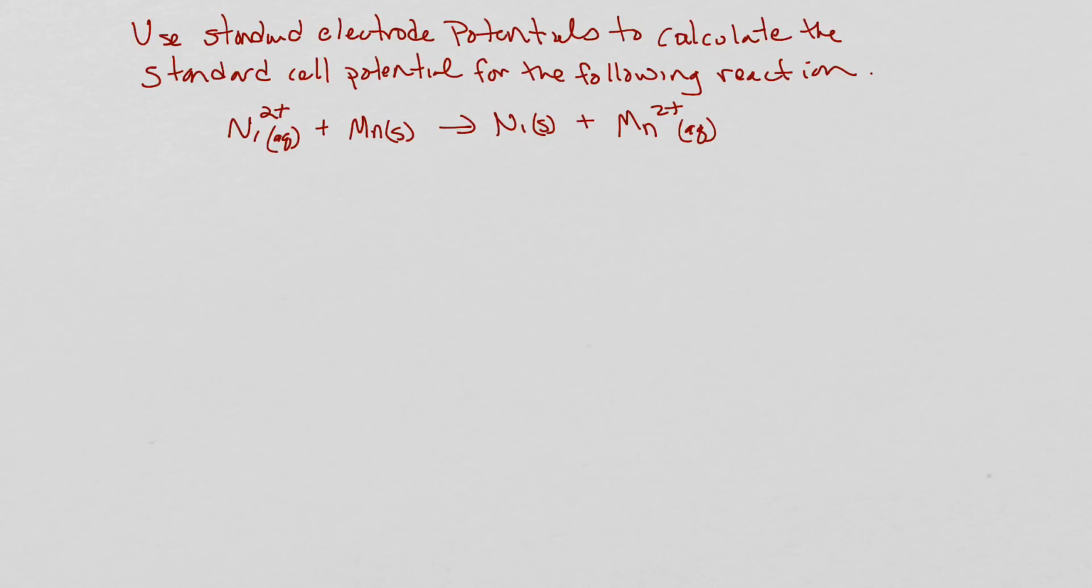Okay, let's close out this section by doing a practice problem. We want to use our standard electrode potential table to predict whether a reaction will occur and to calculate the standard cell potential of a reaction. So the question says, use standard electrode potentials to calculate the standard cell potential for the following reaction. We have nickel 2+ ions reacting with manganese metal to form nickel metal and manganese 2+ ions. In order to work this, we first got to break it down into the half reactions. So we have two half reactions.